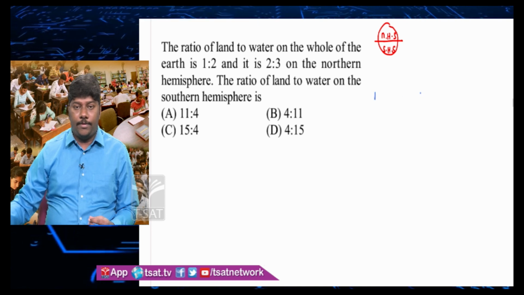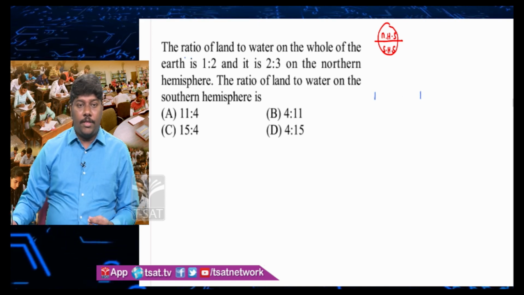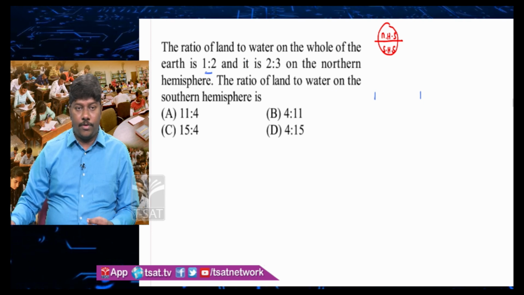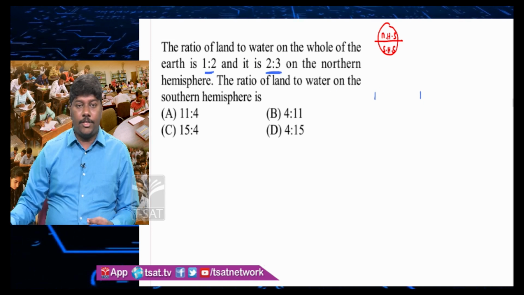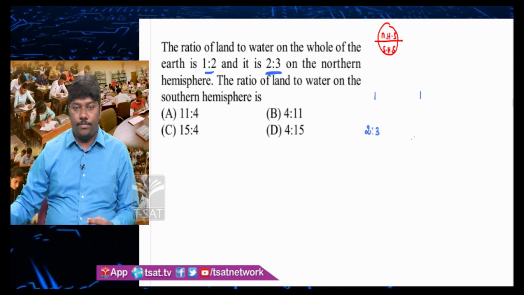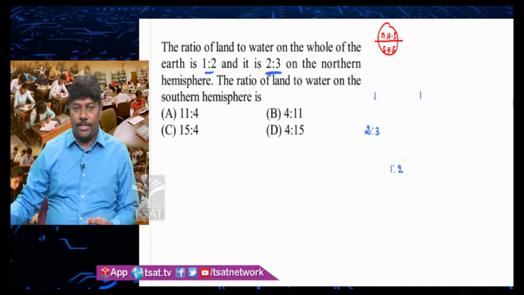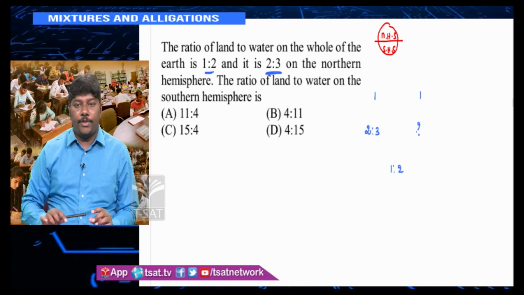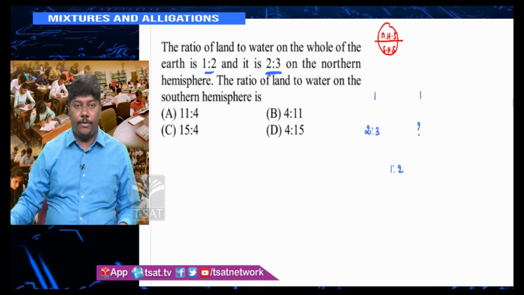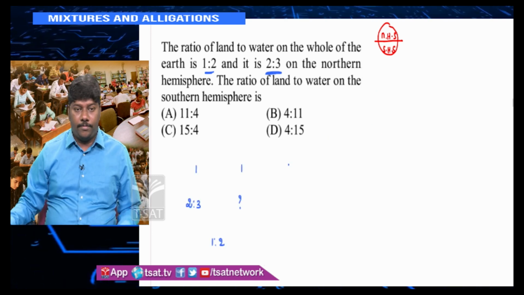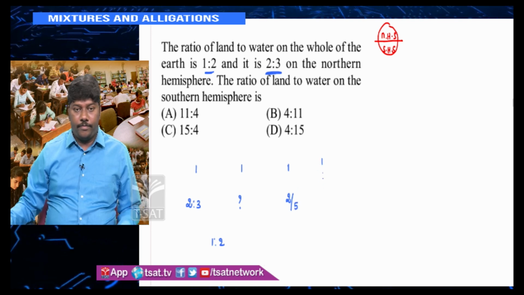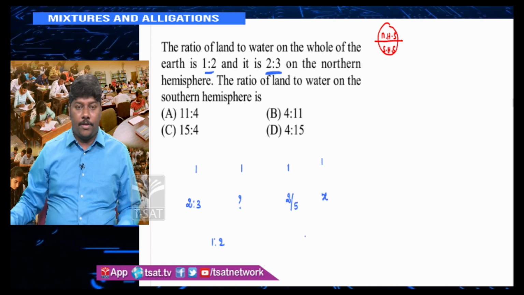1 1. Now see, the ratio of land and water on the whole earth is given as 1:2, and on the northern hemisphere it is 2:3. This is 2:3. This is 1:2. Now what is this ratio he is asking you? What is missing here? Clearly A2 is missing. So first of all, I have to take a fraction here. It looks like 1. 2 by 5, I am taking land. This I don't know, let it be x. Here 1 by 3.